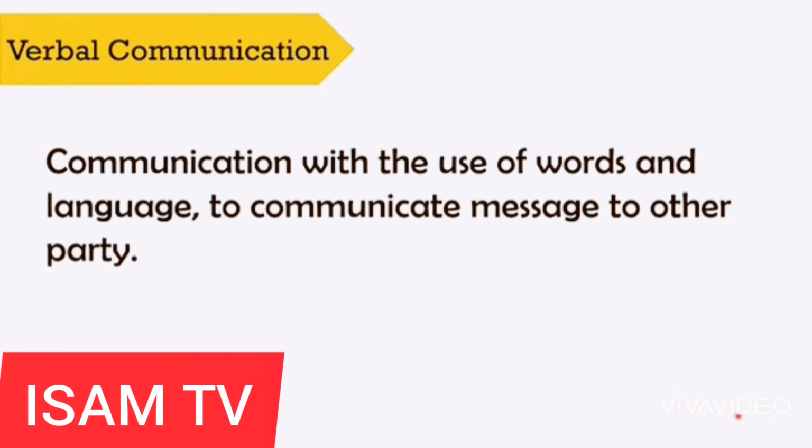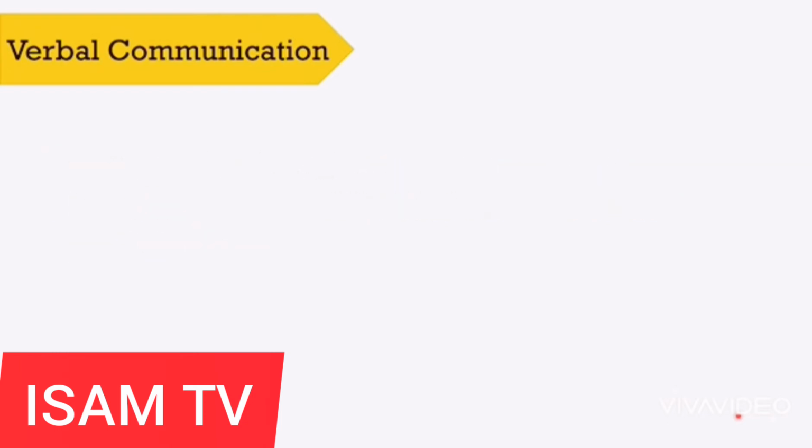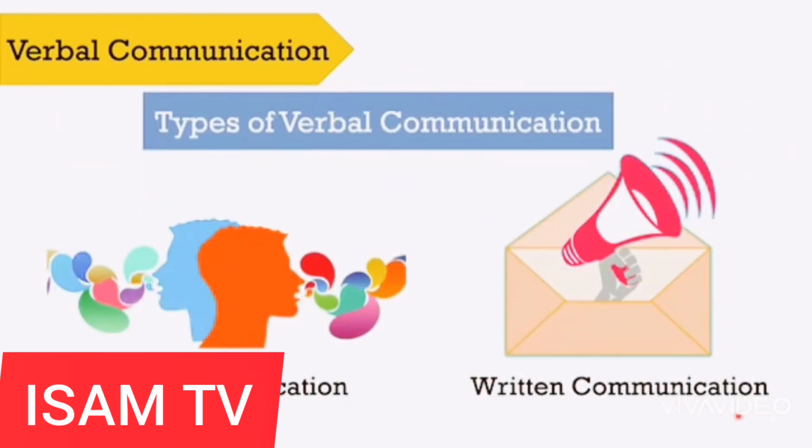Let's understand the meaning of verbal communication. The communication in which we use words and language to communicate the intended message to the other party is called verbal communication. It can be performed in two ways, that is oral communication and written communication.